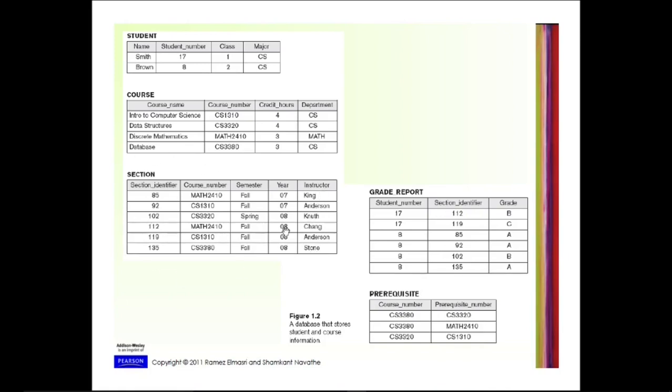So this is section. This is grade report. Okay, so why I am saying this thing. This is one typical example of a database that stores student and course related information. This is the most simplified university database that you can create.